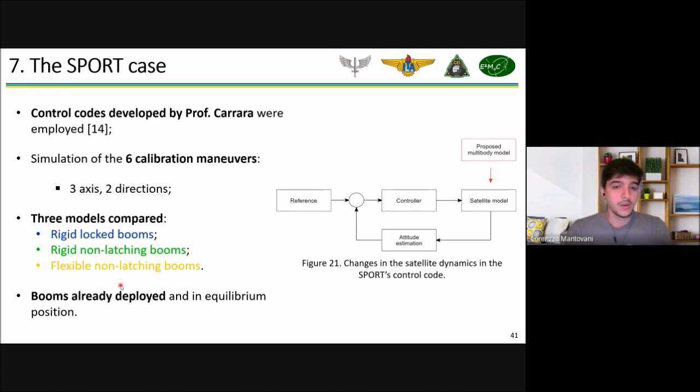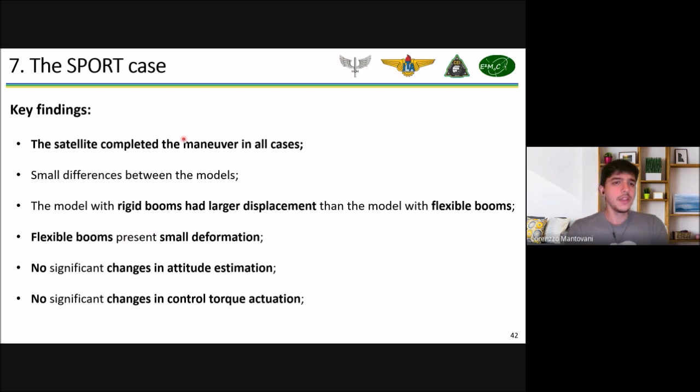Also, the booms were already deployed and in an equilibrium position in the beginning of all the simulations. The key findings are that the satellite completed the maneuver in all cases. So this is good for the mission, meaning that the booms did not have an influence and that the control system will perform well even with these flexible non-latching booms.